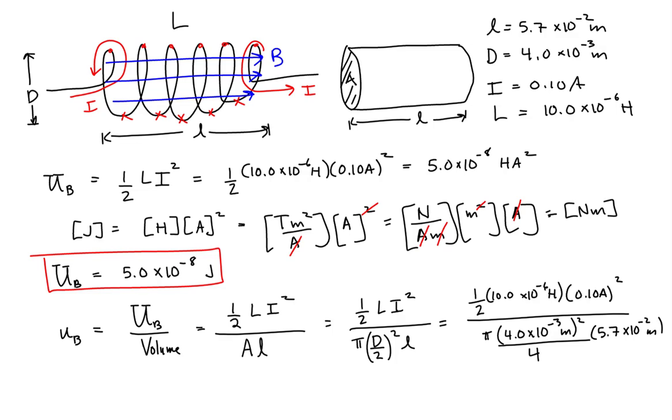Now, we already know that a henry amp squared is going to be joules. So we have joules on the top. And notice we have a meter cubed on the bottom. So that meter cubed on the bottom and the joules on top gives us our joules per meter cubed, our energy density. And when we plug this into our calculator, we get that the potential energy density of the magnetic field is 0.070 joules per meter cubed.